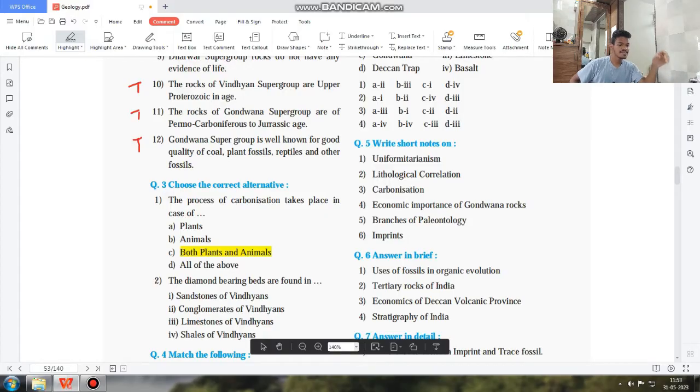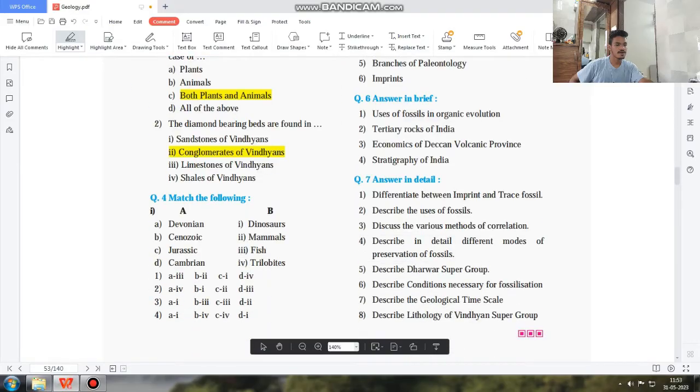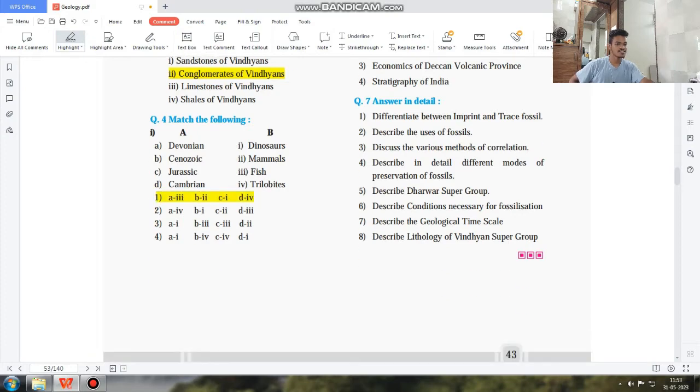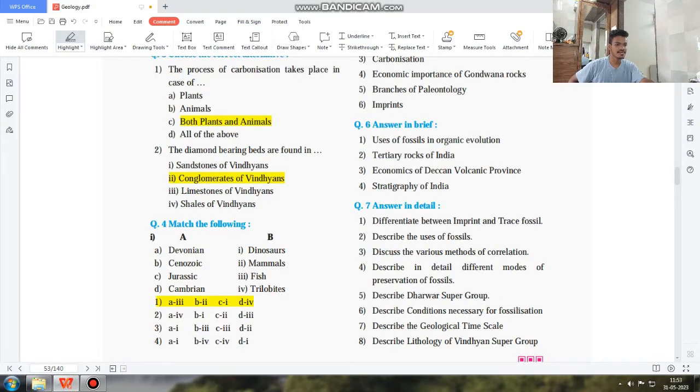The diamond bearing beds are found in which? Vindhyans. But where in the Vindhyans? Conglomerate. Okay. What is this answer? Devonian belongs to which? A. Fish. B. Cenozoic dinosaur. So correct answer is A.